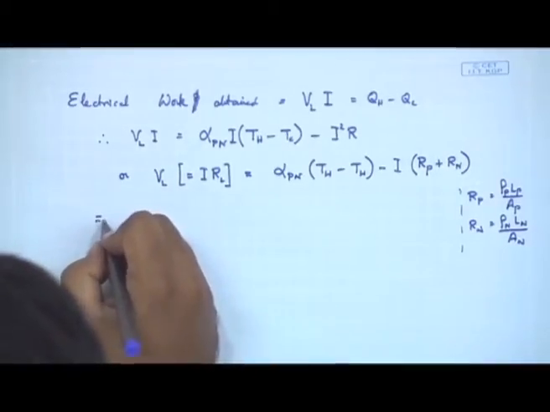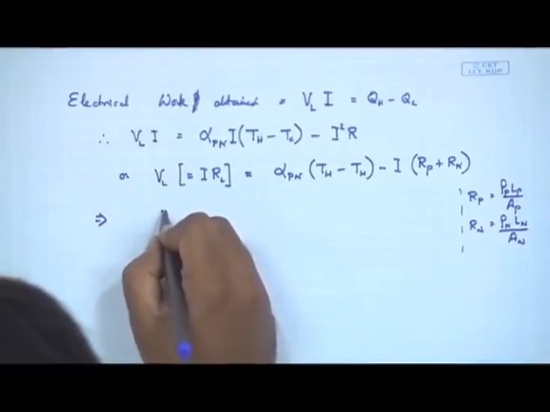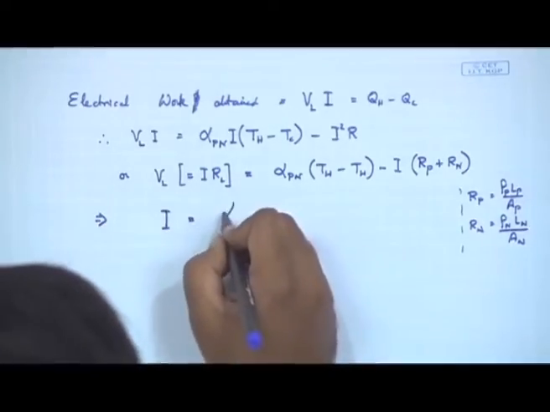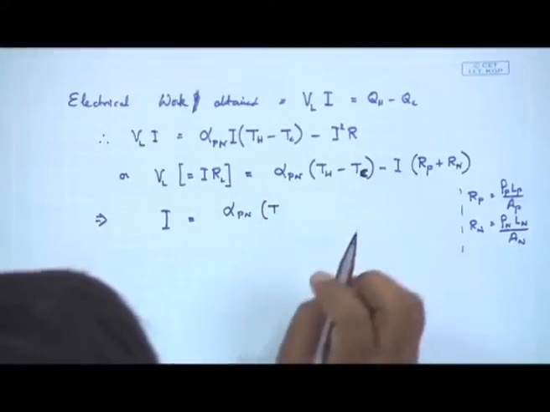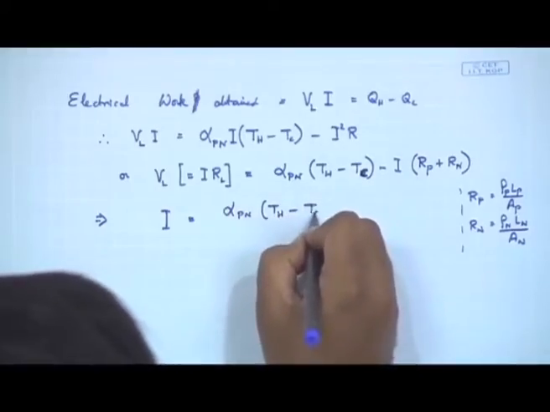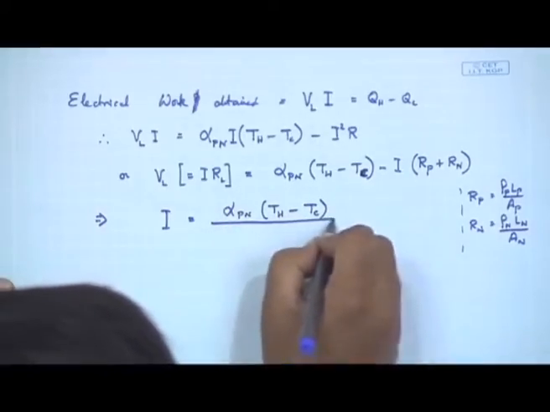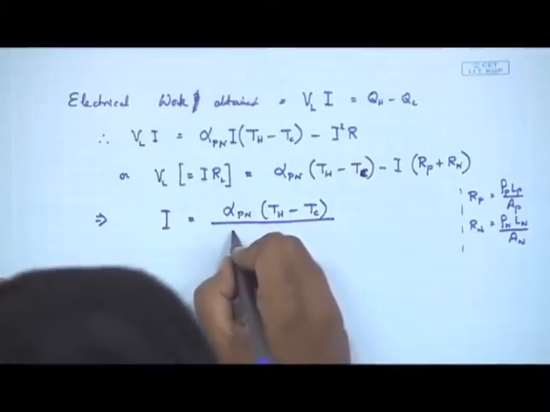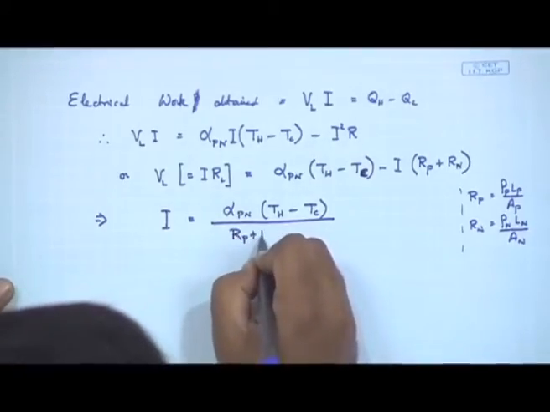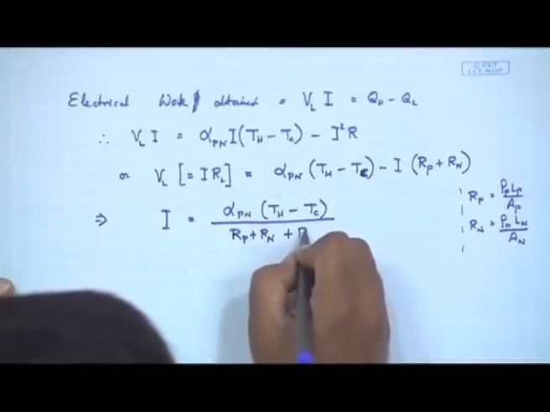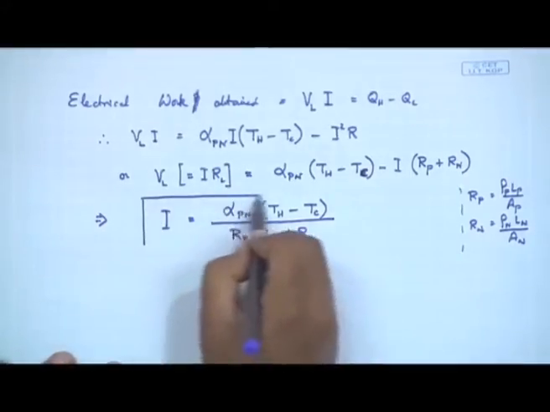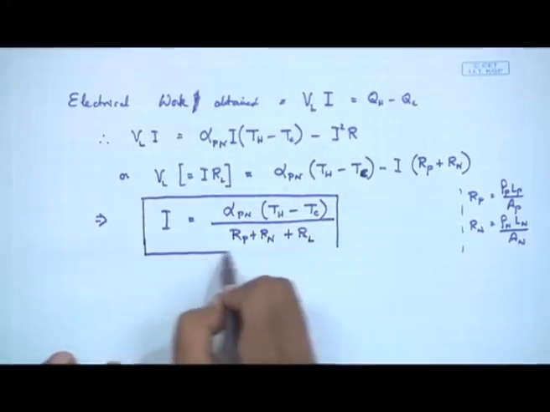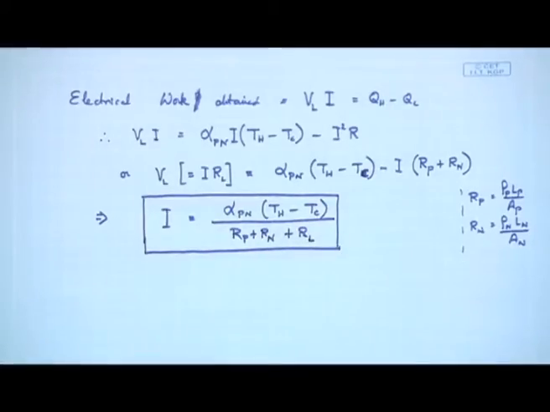So, what does this give? This gives I, which is the current that is flowing through it, is going to be alpha Pn, sorry, Th minus Tc, I am sorry, Th minus Tc, divided by Rp plus Rn plus the external resistance RL. Yeah. So, what does the current flow depend on?